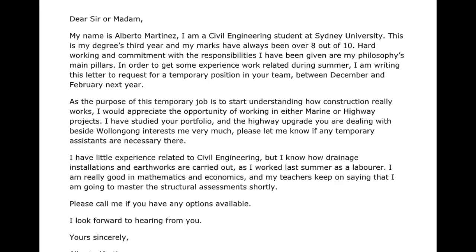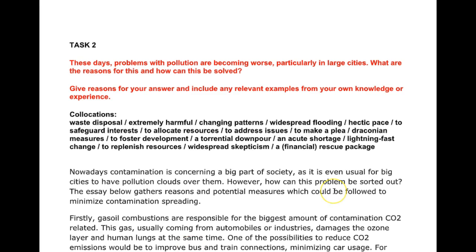Let's take a look at your essay. Okay, and here it is. It's the essay about pollution, the reasons, and how this can be solved. Let's see what you did. Nowadays, contamination is concerning a big part of society, as it is even usual for big cities to have pollution clouds over them. However, how can this problem be sorted out? The essay below gathers reasons and potential measures which could be followed to minimize contamination spreading.